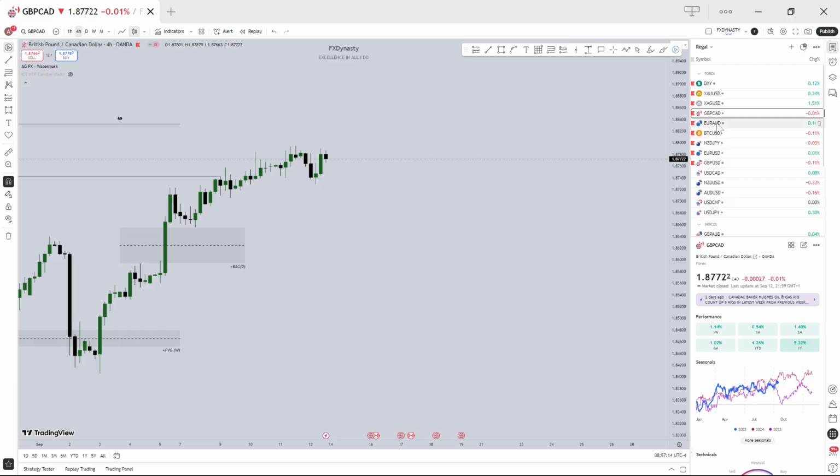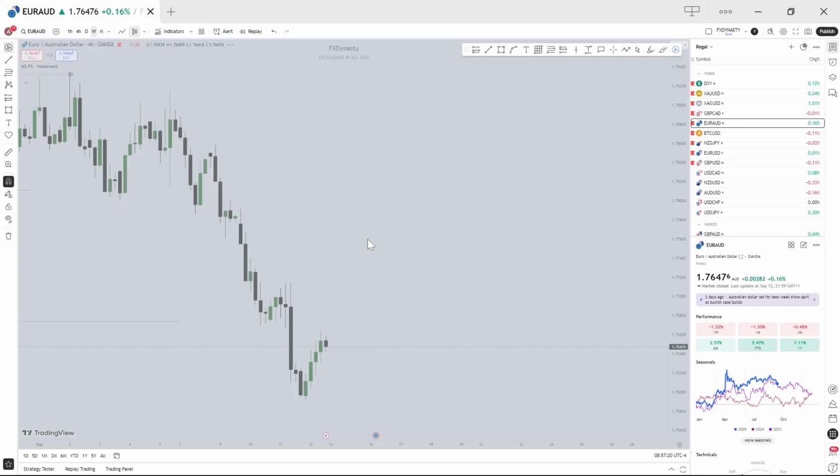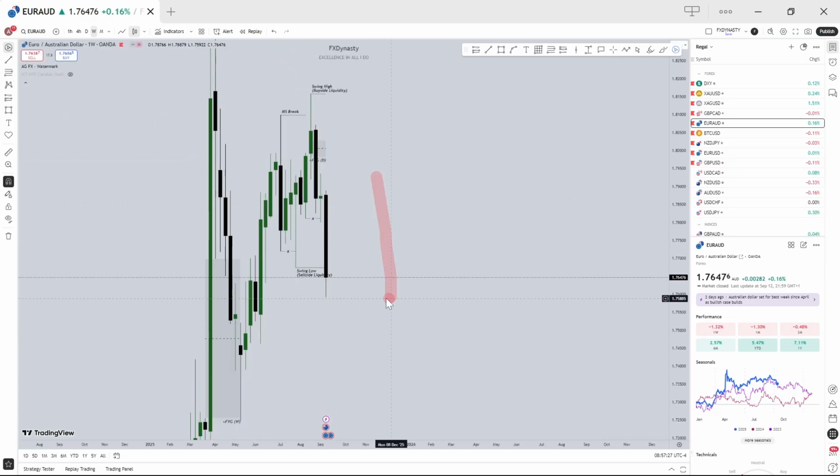The next pair I have here is EURAUD. EURAUD has been bullish for now. If you look close, you can see that we've been bullish for about 3 weeks now. After we raided this high, price has been moving to the upside. Now we have closed below this high. We didn't just sweep liquidity, we ran liquidity below this swing low, meaning that there is opportunity to continue bearish.